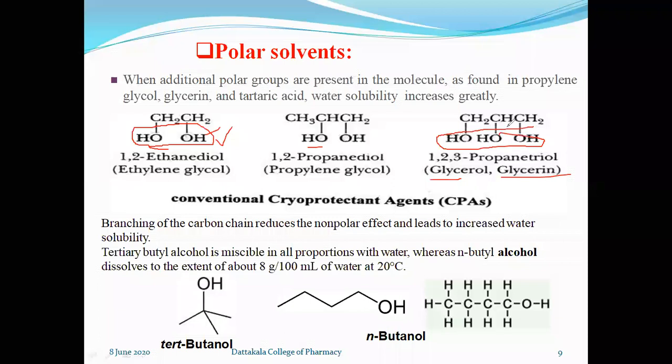So here, what is the conclusion? If the number of hydroxy groups, that is the polar groups present in the substance, is more as compared to the non-polar groups present in the substance, the solubility of that molecule will be increased. And ethylene glycol, propylene glycol, glycerin, glycerol are used as solvents for solubility enhancement.